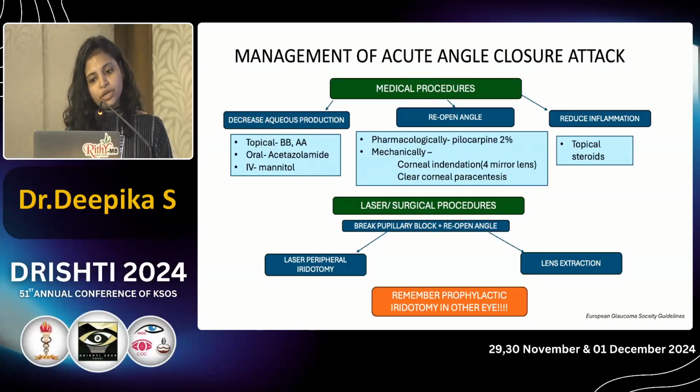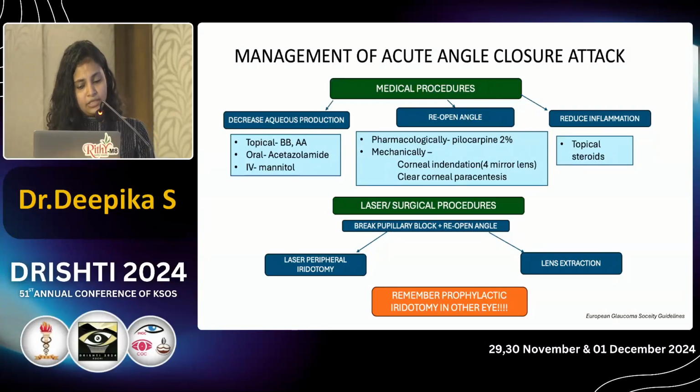Other things you can do are to reopen the angle. Pharmacologically, pilocarpine 2% eye drops can be instilled, which constricts the pupil and opens the angle. The iris falls back and the angle opens up, so that there will be some aqueous outflow and a reduction in IOP. Mechanically, you can do corneal indentation with the Goniolens four-mirror lens, which again opens up the angle. A clear corneal paracentesis can be done to acutely reduce the IOP, which further helps in corneal clearing and further management.